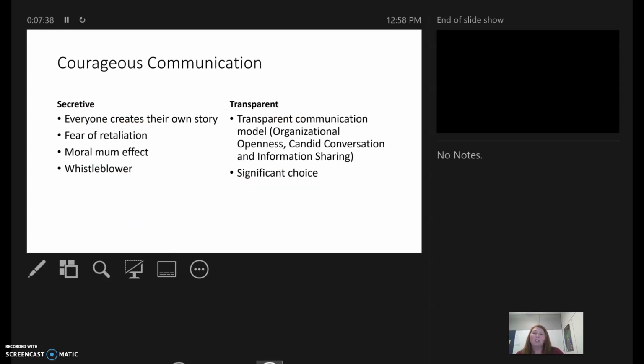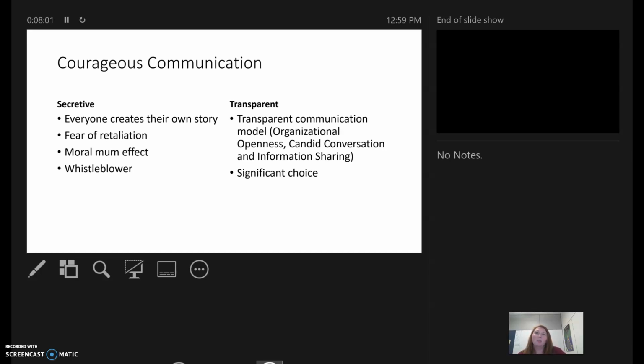And then finally, secretive and transparent. So how much do you share versus how transparent are you? And the thing about secretive communication is that everyone's going to tell their own story. So if you're not sharing, people will make it up. People will figure out what they want to think and what they want to know. So they'll make it up.